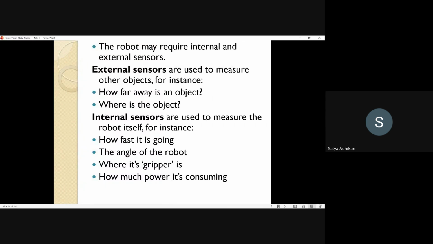As we discussed, some external sensors are used to measure other objects, for instance, how far away an object is and where the object is. And internal sensors, as the name suggests, are used to measure the robot itself: how much power it is consuming, the angle of the robot, how fast it is going. So there are two types of sensors used in a robot. One is external, which senses the external component, and the other is internal, which senses the internal component of the robot.